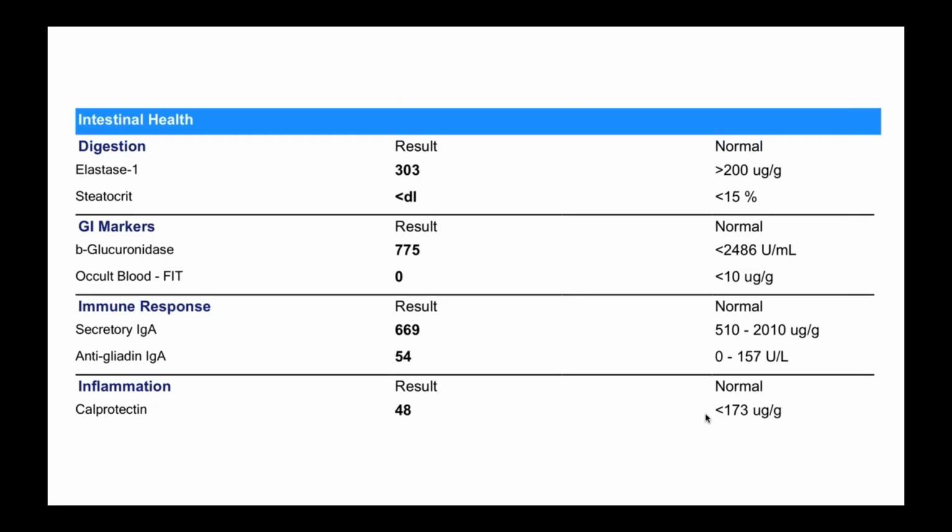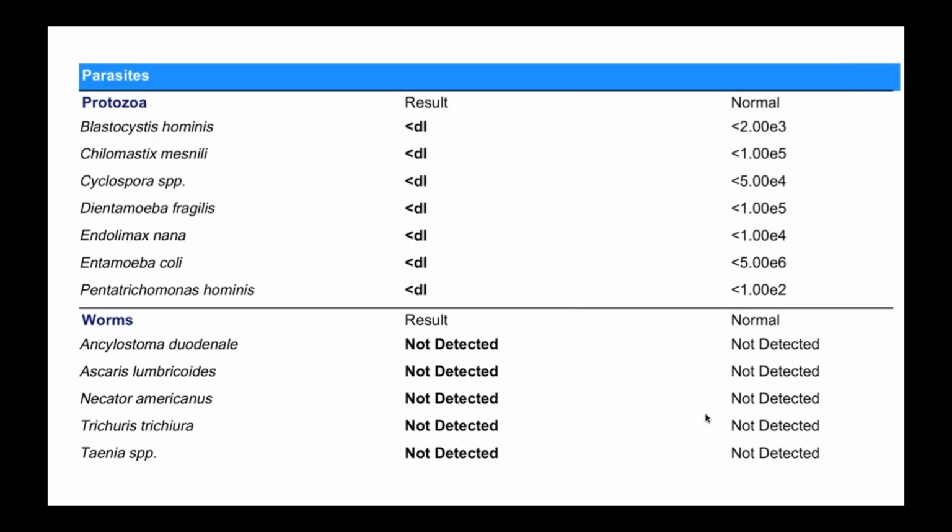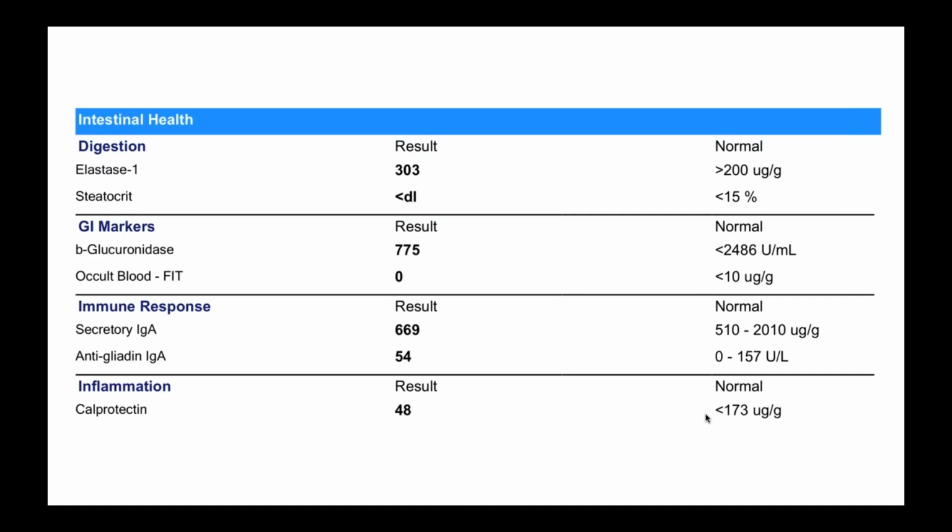The parasites page looks pretty clear. None of the protozoa are detected. None of the worms are detected in this patient. And if we look at the intestinal health markers, you'll note basically everything looks on the surface relatively okay. Nothing is flagged as high or low. However, when we zero in on elastase, that particular marker is trending on the low side.